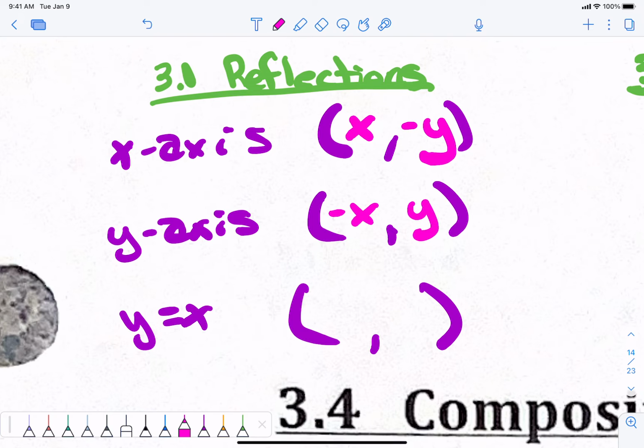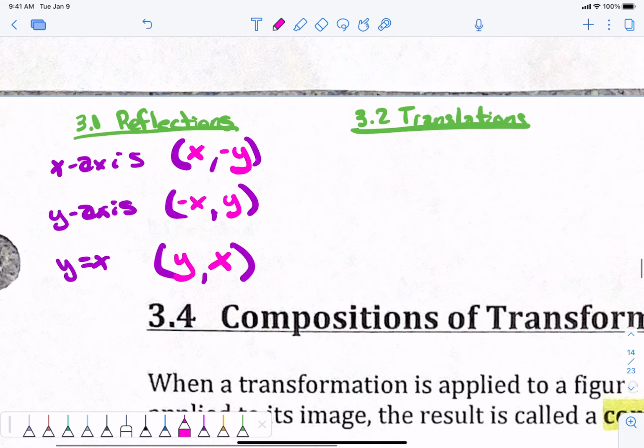Okay, what about the line y equals x? You flip-flop them around, so it's y and then x. Yeah. That's the rules for when you're reflecting things, okay? So write this at the top of your paper so you can just cheat off of this as you do these. These are the rules, okay?